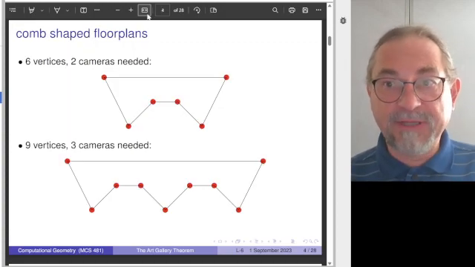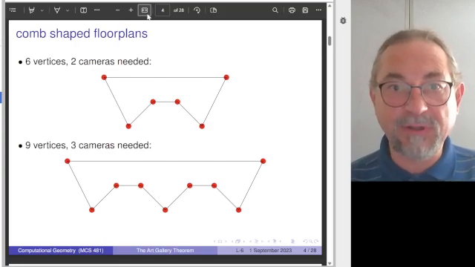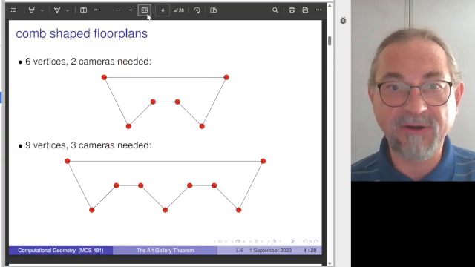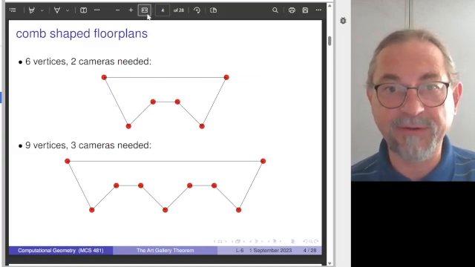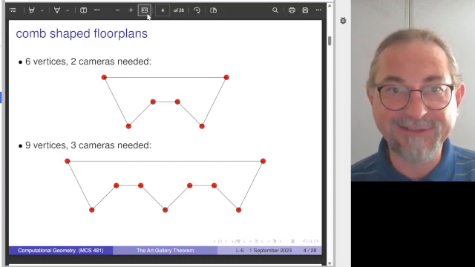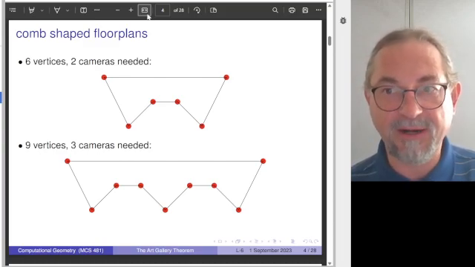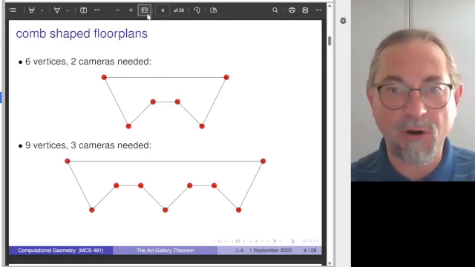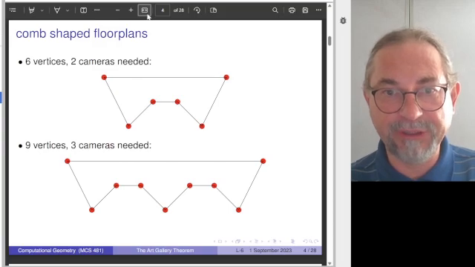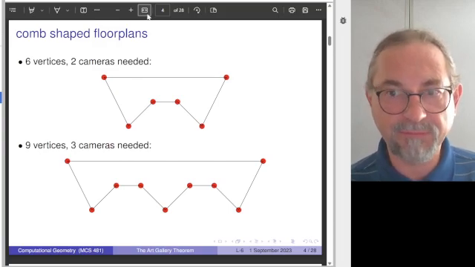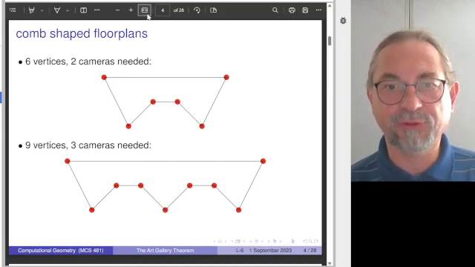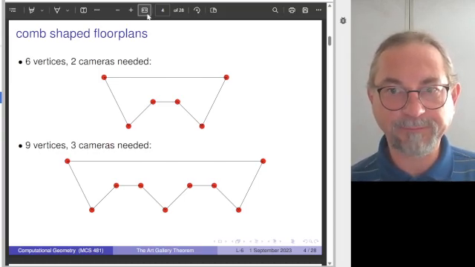All right, let's look at the worst cases. Let's look at some floor plans to get an understanding of the statement of the theorem. Here we have two floor plans that are comb-shaped. If you still have hair on your head, you use a comb. With 6 vertices, you will need 2 cameras, 6 divided by 3. With 9 vertices, you will need 3 cameras.